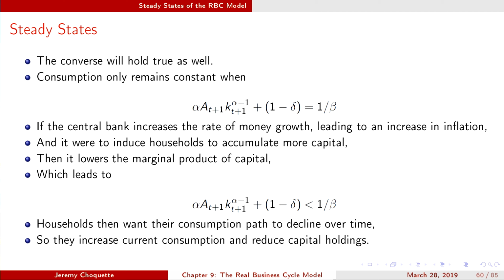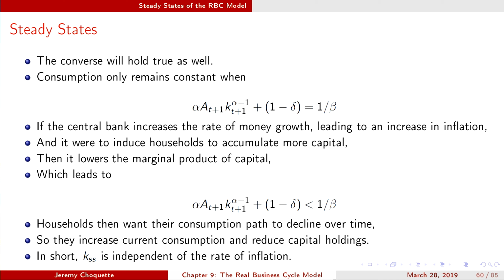Well, if inflation goes up, households think, okay, I'm going to get more capital. It's going to return this nice real interest rate. It lowers the marginal product of capital. Remember, the more capital you get, the more the marginal product of capital declines. So that's going to lead to this condition where the marginal product of capital less depreciation is less than 1 over beta, or just 1 plus rho. And in that case, households will want their consumption path to decline over time, so they increase their current consumption today and buy less capital.